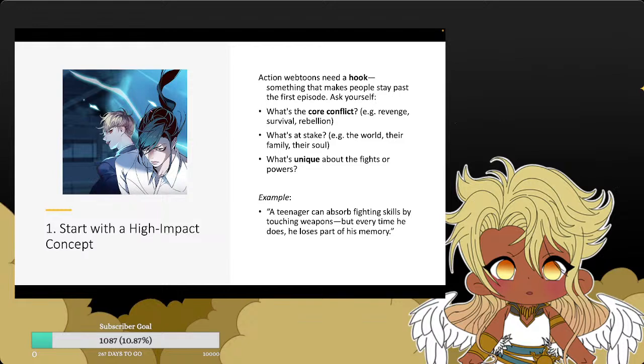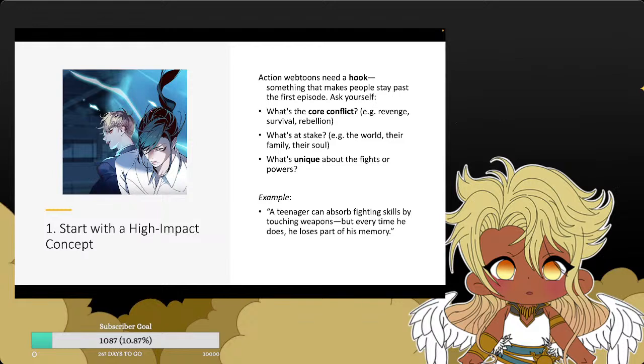So I just wanted to give you guys a brief example of what I meant by encompassing all of this stuff. I feel like you can do all of this within your sentence summary. So: a teenager can absorb fighting skills by touching weapons, but every time he does, he loses part of his memory. I think this is so interesting because it adds a bunch of layers without having to explain anything. The reader can infer that the more weapons he acquires, the more he loses who he is as a person, the more he loses his loved ones, the more he loses aspects of the relationships that he's created throughout the story.